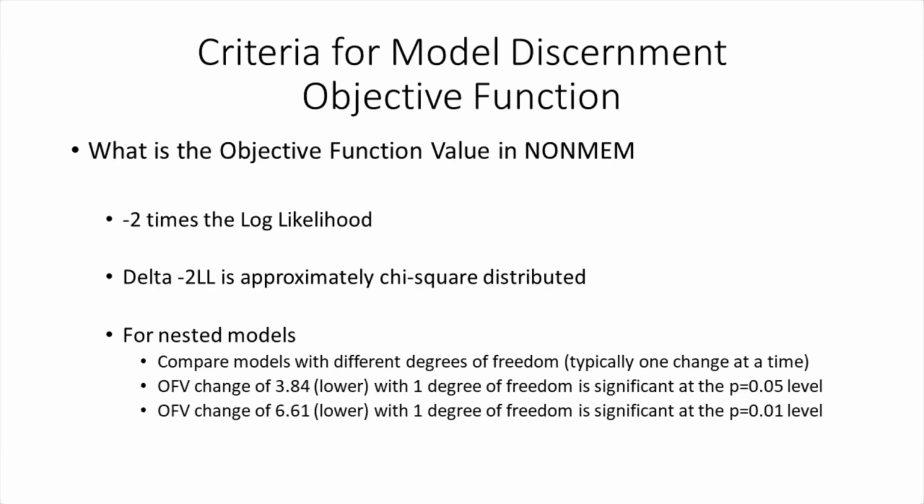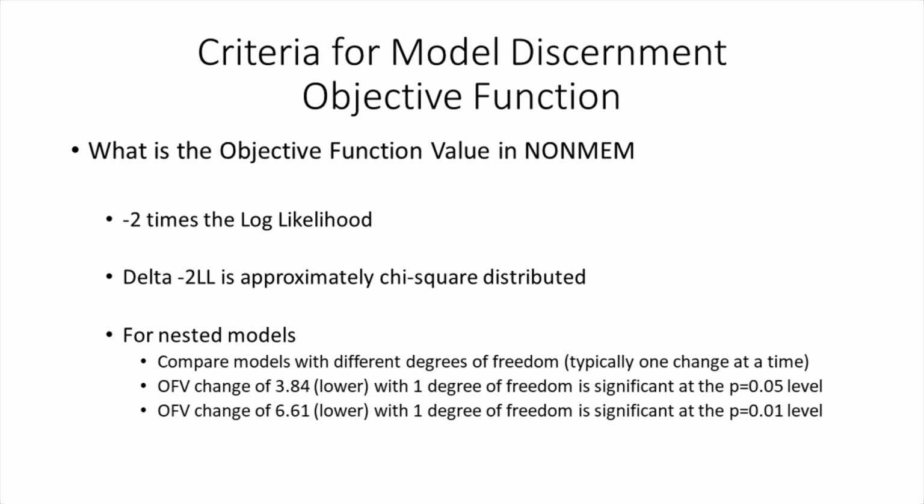So let's start with the criteria for model discernment, the objective function. So many statistical analyses will return a numerical index of model fitness. This is often referred to as an objective function value. And if you're doing a nonlinear mixed effects modeling population pharmacokinetic analysis, for example, if you're using NONMEM, that objective function value is based on the likelihood. Actually, the value returned by NONMEM is -2 times the log likelihood. And why -2 times the log likelihood?